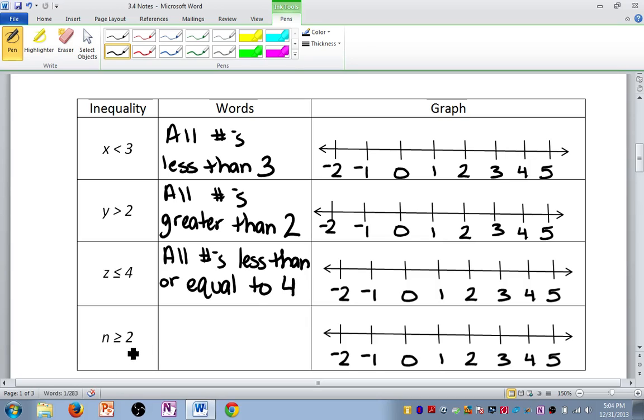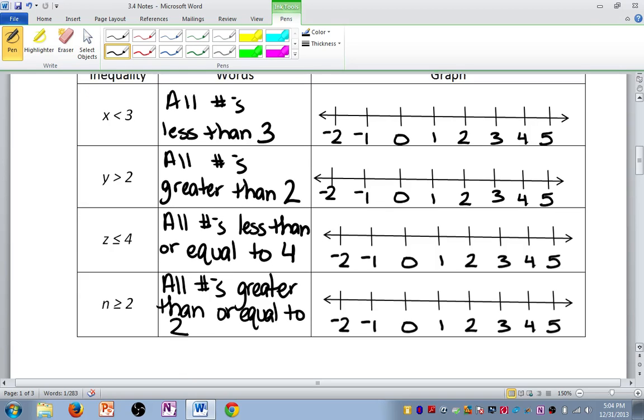N is greater than or equal to 2. This means that n can be all numbers greater than or equal to 2. So if it's 2 or bigger, that's what the value of n can be.